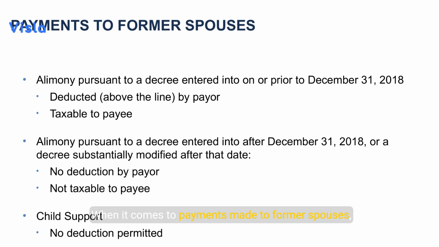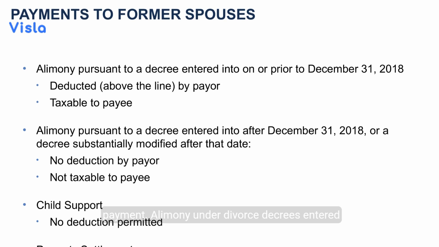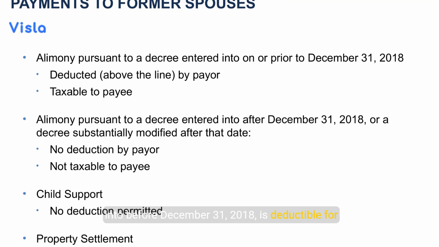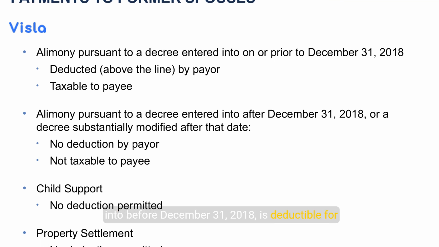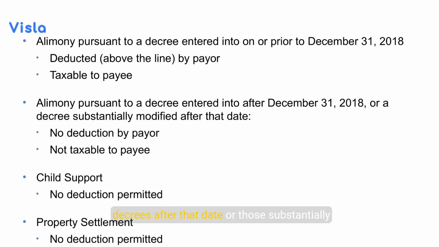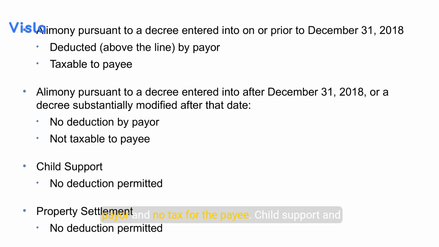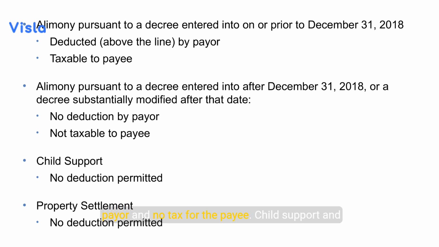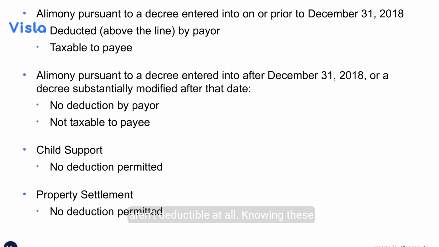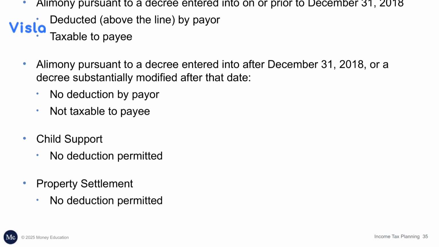When it comes to payments made to former spouses, tax rules vary based on the timing and type of payment. Alimony under divorce decrees entered into before December 31, 2018, is deductible for the payer and taxable to the recipient. But for decrees after that date or those substantially modified later, there's no deduction for the payer and no tax for the payee. Child support and property settlements, regardless of timing, aren't deductible at all. Knowing these distinctions is vital for tax planning during divorce.